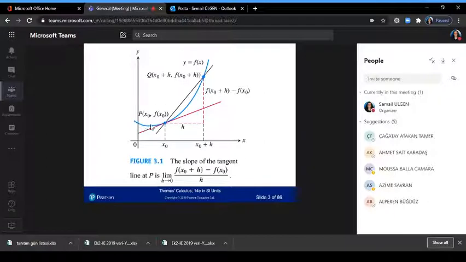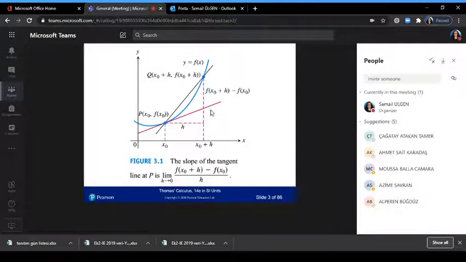Find the tangent line equation to the curve at the point P. Okay, so how are we going to answer that? First of all, if you want to find the tangent line equation, you need the slope of the tangent line and you need a point on the line. This point is already given. P, (x0, f of x0), this is given. The only thing that is missing is the slope of this tangent line.